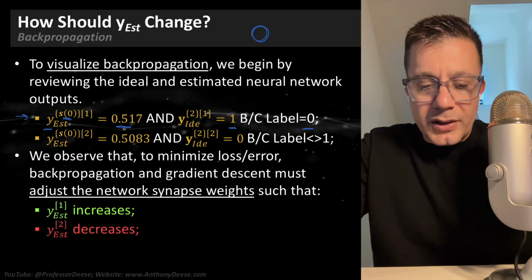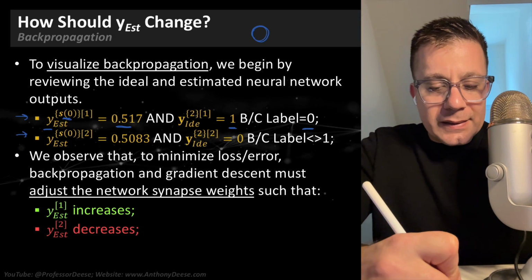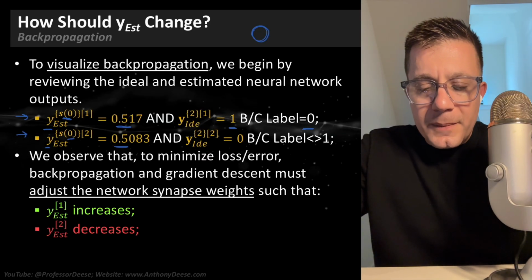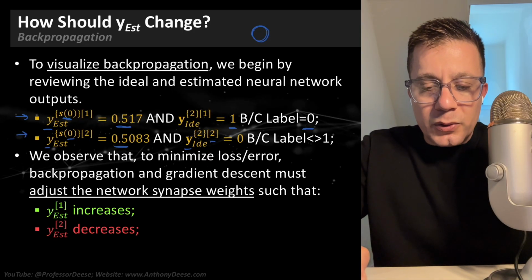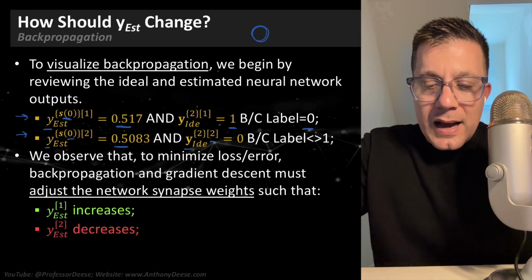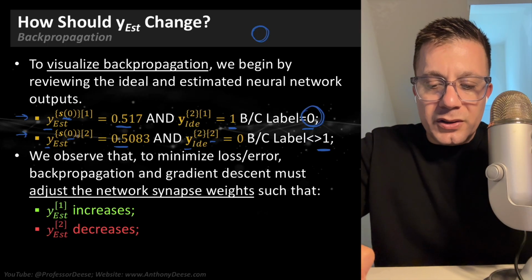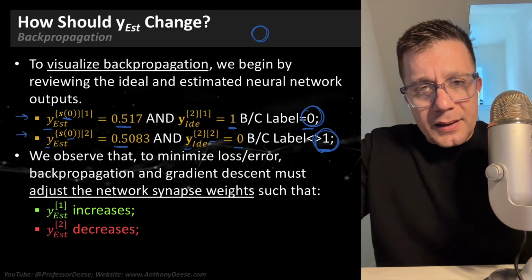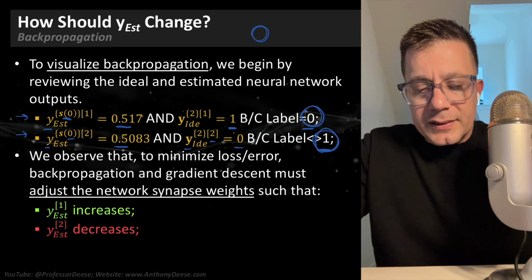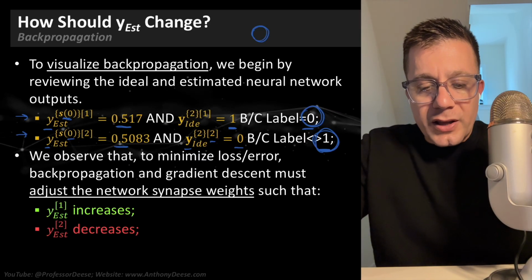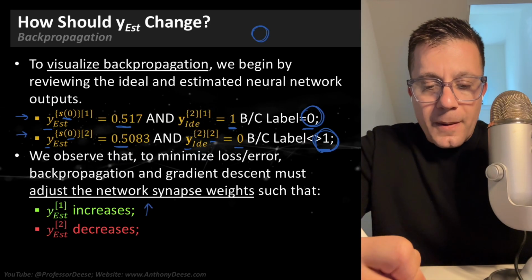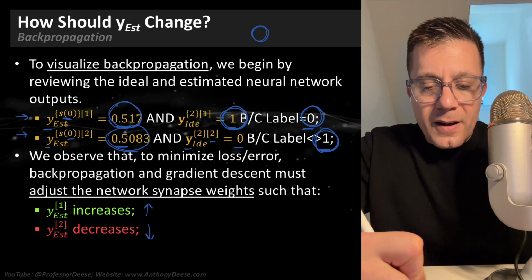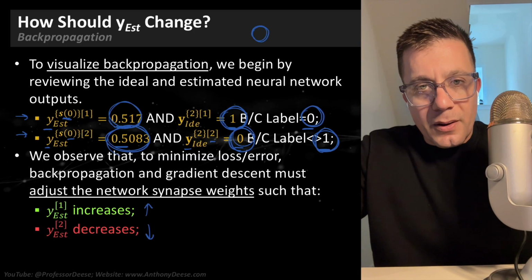The label equals 0. Then for the second output, the second estimated or calculated output for iteration 0 yields a value of 0.5083, and the ideal second element value is equal to 0 because the label is not equal to a 1. This is a 1 because the label is equal to 0. This is a 0 because the label is not equal to 1. We observe that to minimize the loss or the error, backpropagation and gradient descent must adjust the network synapse weights such that the first estimated output increases, bringing 0.517 closer to 1, and the second estimated or calculated output must decrease, bringing 0.5083 down closer to 0.